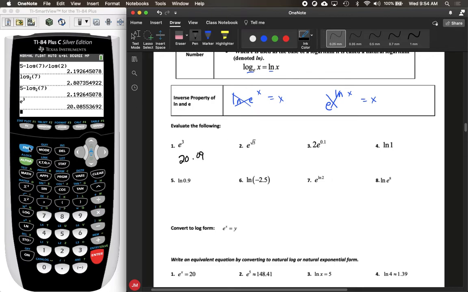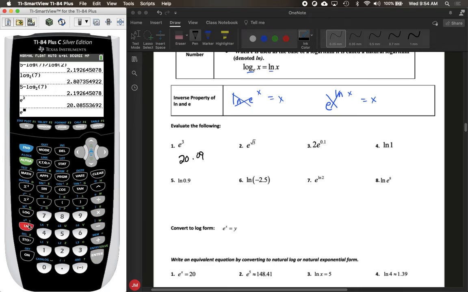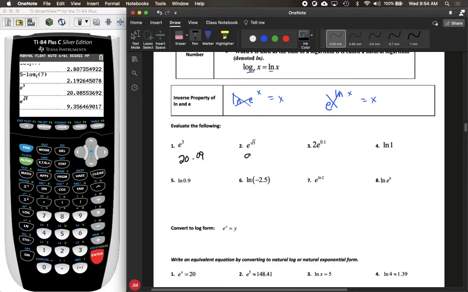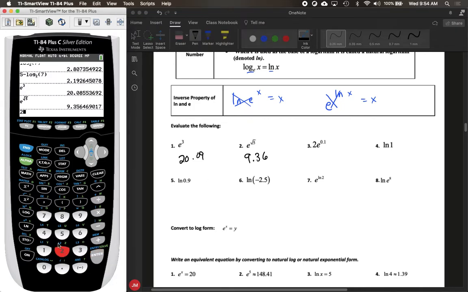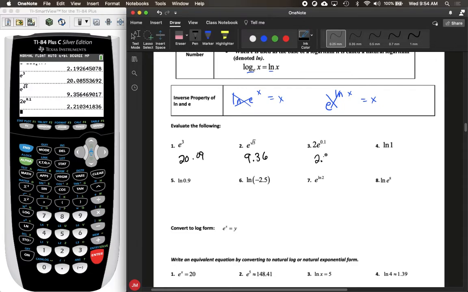Next, we want to take e to the power of the square root of 5. So again, we'll hit e, and then for square root, second x squared, power of 5, enter. And that's going to be about 9.34. If you're using the Desmos Scientific Calculator, you should just be able to type in the letter e on your keyboard, and it will know that you mean the number e. For the next problem, we want to find 2 multiplied by e to the power of 0.1. So again, just type that into your calculator to get an approximation, and that's going to be 2.21.